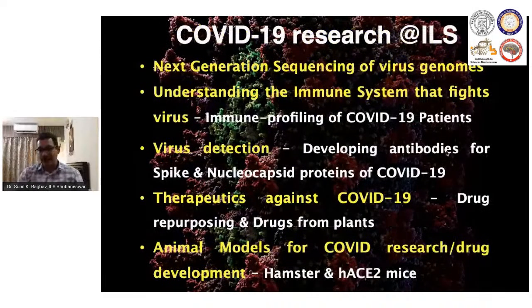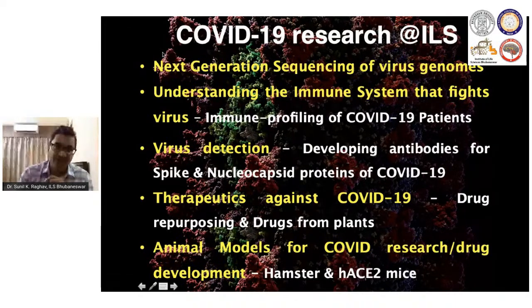So now, after this introduction, I would like to tell you what we are doing for COVID-19 at ILS, our institute, because we are doing a large number of tests. We have already done around 90,000 tests. At the same time, we are trying to understand what type of virus genome is there in the population that we have. So we are doing next generation sequencing of virus genomes. From March to June, we have already done it.